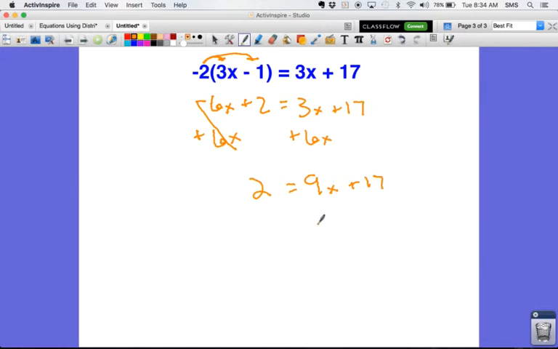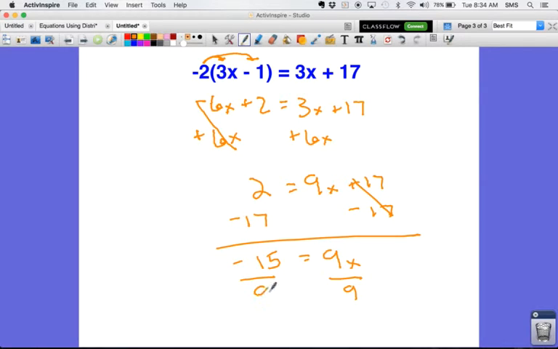Okay. Now, what I'm going to do is solve by this two-step equation. So I want to get my variable by itself. So I need to get rid of this positive 17 by subtracting 17 from both sides. These cancel. I'm left with 9x is equal to negative 15. And I can divide by 9. And x is equal to negative 15 over 9.